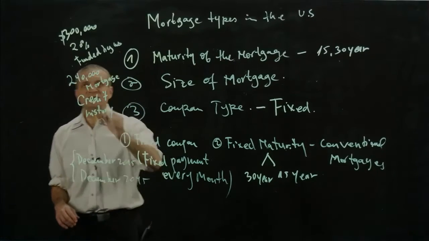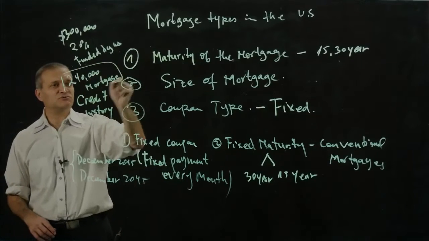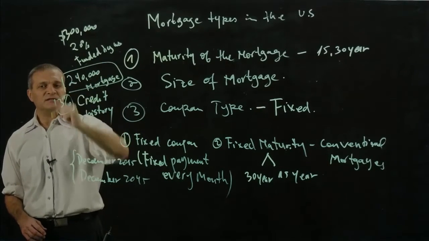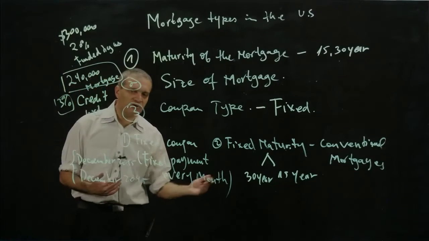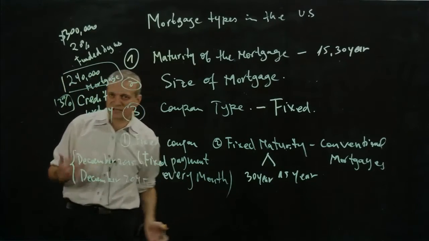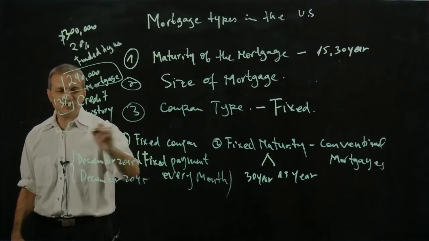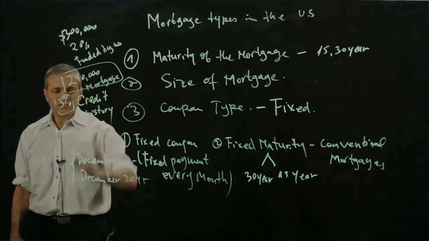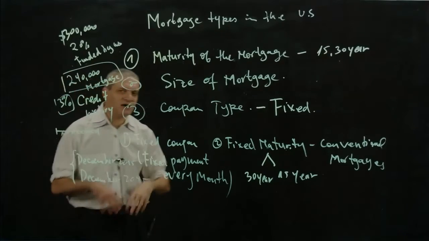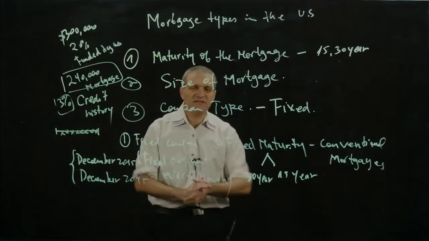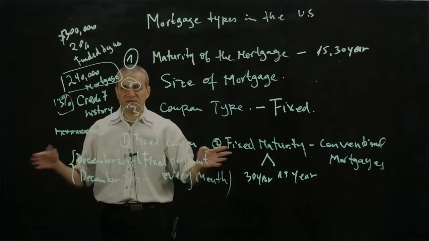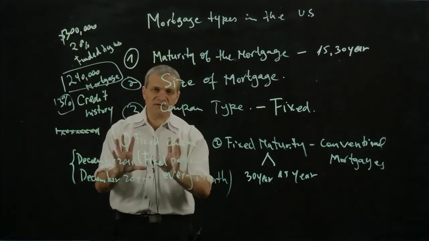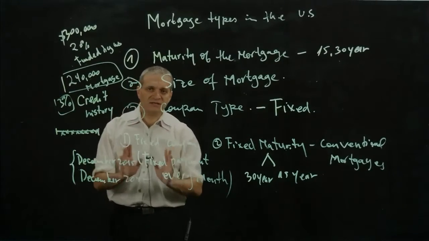So you are getting a $240,000 mortgage with a certain coupon, let's say the coupon is 3%. The bank calculates the monthly payment. We are going to see how it is done in the next video. And then for 30 years, you're going to pay this monthly payment. After 30 years, you're done. You're not paying anymore. So this is the most popular type of mortgage in the United States.